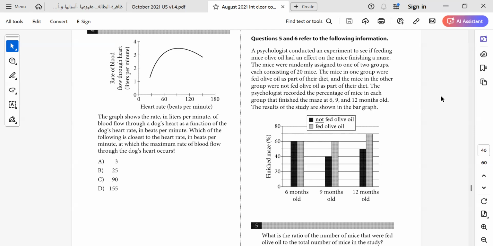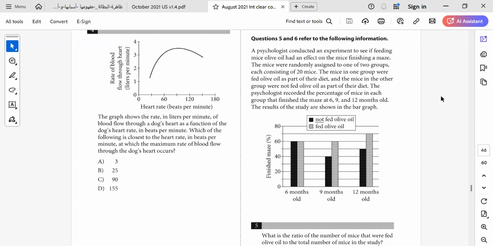Mister, is it 60 out of 80 mice? That's not 60 out of 80. Read. Take your time to read. Each group consists of 20. It's 40. No, 60 not out of 40. The answer, no.